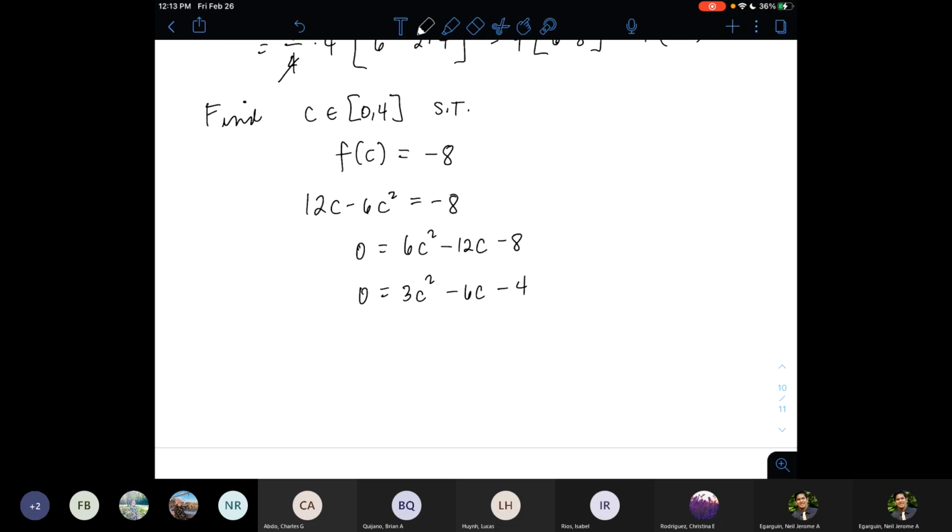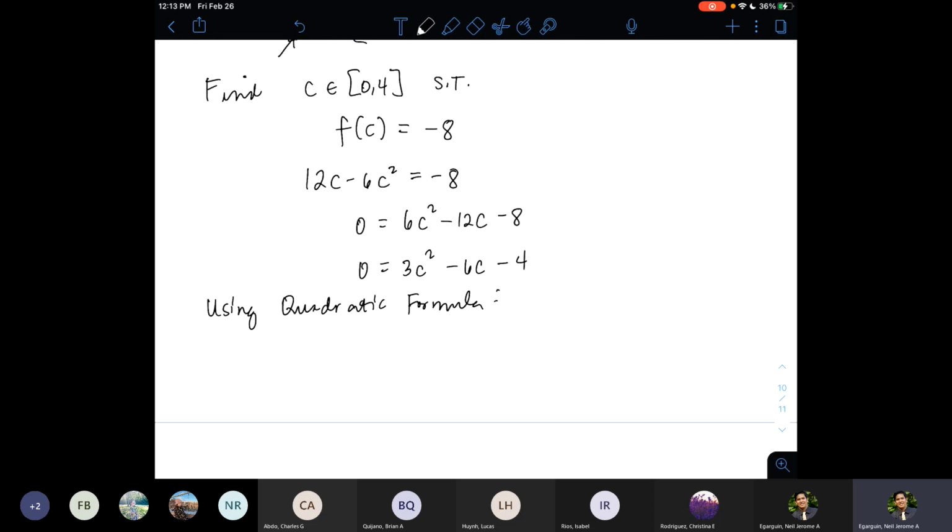Okay. And then I don't know if this is factorable. I don't think it is. So I'll use the quadratic formula. So this is another helpful tool that you need to recall, because this will come in handy if you need to solve a quadratic equation such as this. So c equals 6 plus or minus square root of 36 minus 4AC all over 2a.